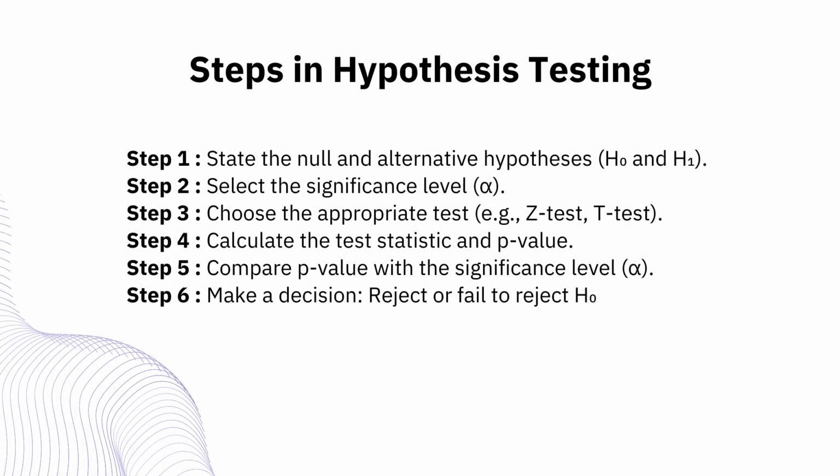The hypothesis testing process involves several key steps. First, you define the null and alternative hypotheses. Then, you select the significance level, typically denoted as alpha, which sets the threshold for how much uncertainty you're willing to accept. Next, you choose an appropriate test, such as a z-test or t-test. After running the test, you calculate the test statistic and p-value, which will guide your decision to either reject or fail to reject the null hypothesis.